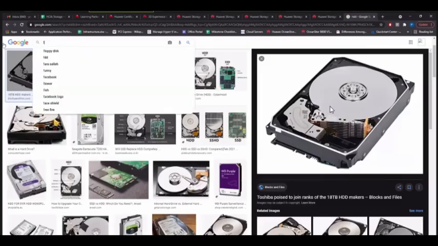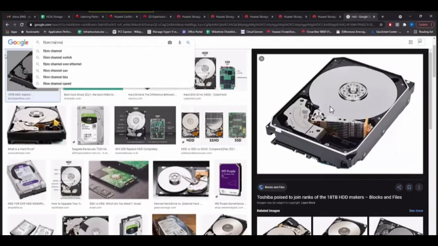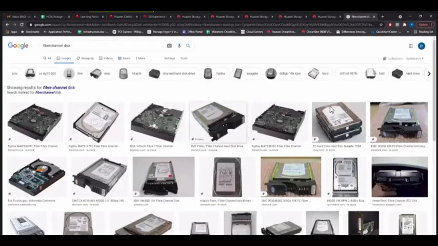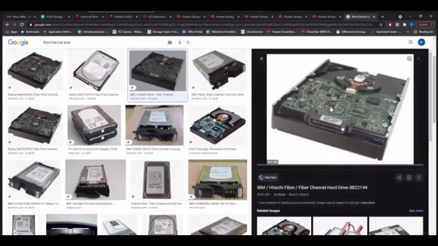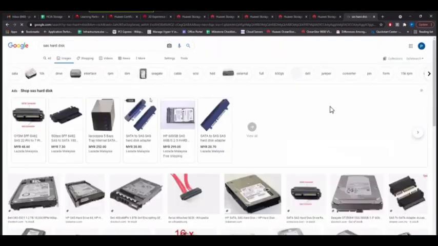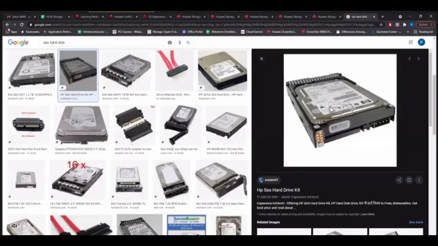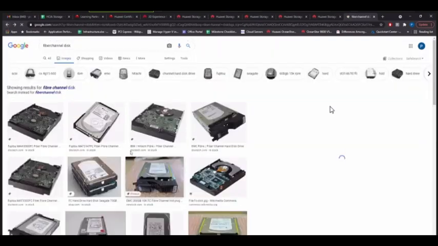So this will be how a fiber channel disk looks. You'll have a fiber channel connection. It's a bit different from what you normally see. Normally you'll see SAS hard disks or SAS connectors, some kind of serial connection like this, right? If you see a fiber channel port, there's the fiber channel, and it generally looks a bit different.